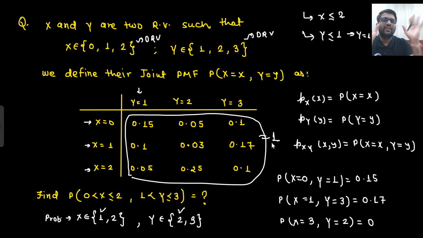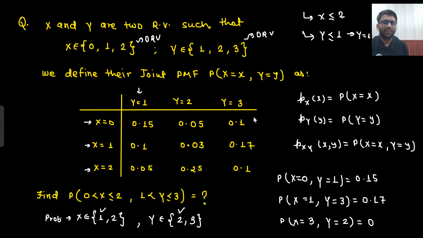Because this is the only thing happening. If x can take value 0, then y can take value 1, or x is taking value 0, y taking value 2, or x is taking value 0, y taking value 3. Or x is taking value 1, y is taking value 1, or x is taking value 1, y is taking value 2, or x is taking value 1, y is taking value 3. Or x is taking value 2, y is taking value 1, or x is taking value 2, y is taking value 2, or x is taking value 2 and y is taking value 3. Addition of all of them would be 1.